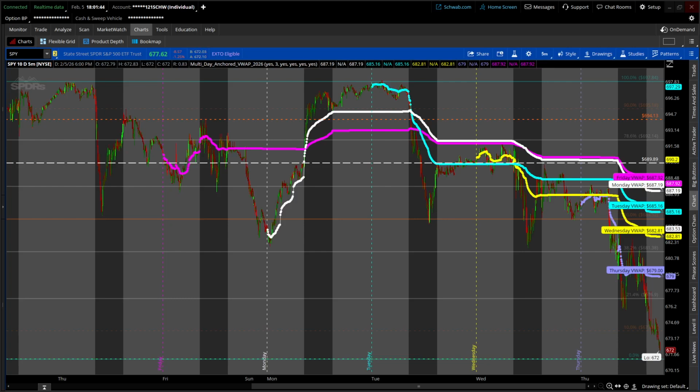Today I'm introducing you to the multi-day anchor VWAP indicator. As you can see, it's a VWAP that corresponds to each day of the week. Right now, you can see Friday is still here because there's not a new Friday yet. But once it's Friday tomorrow, you get a new Friday VWAP. Other than that, it all continues until the new day of the week is formed.